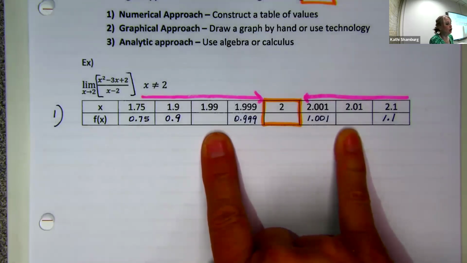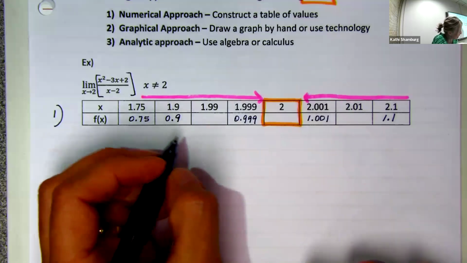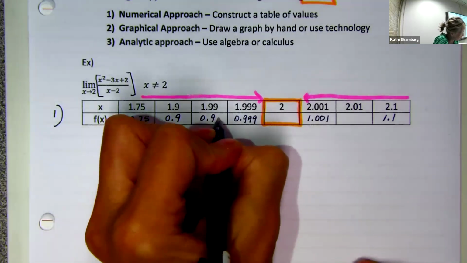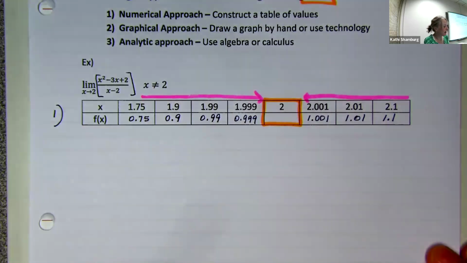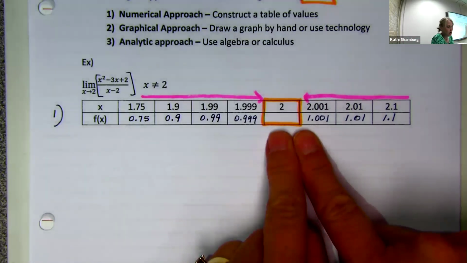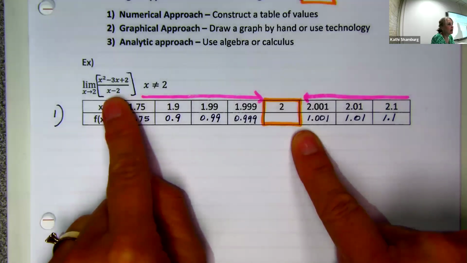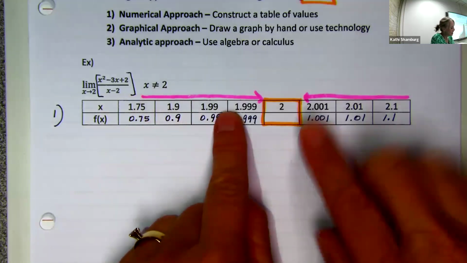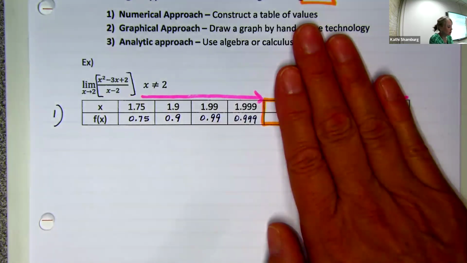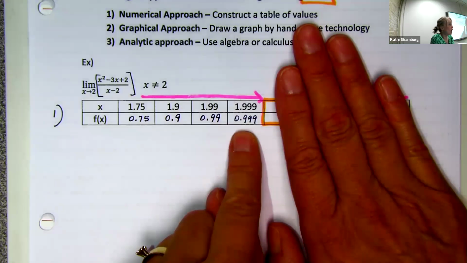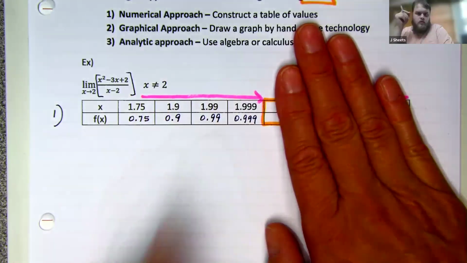All right, I'm going to give them to you, but this is something that you'll have to do on a quiz or a test possibly. 1.99 is 0.99. 2.01 is 1.01. Okay, so again, at 2, it is undefined because the denominator is 0. But as we approach from the left, what numerical value would you guess it is approaching? 1. So it's approaching 1.